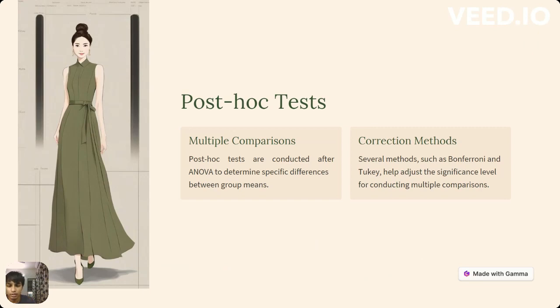Post hoc test. Multiple comparison post hoc tests are conducted after ANOVA to determine specific differences between group means. Correction methods. Several methods, such as Bonferroni and Tukey, help adjust the significance level when conducting multiple comparisons.